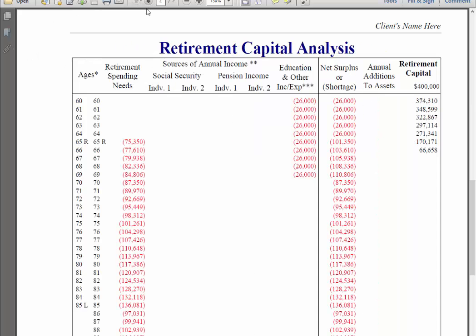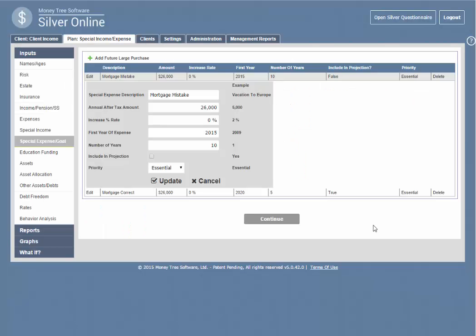Let's now take a look at the proper way to handle the mortgage. We can see in the assumptions for the mortgage mistake that the expense begins in the current year and goes for the remaining term of the mortgage of 10 years. This is a mistake because 5 of the years are happening in pre-retirement, where their earned income cash flow can account for this expense.